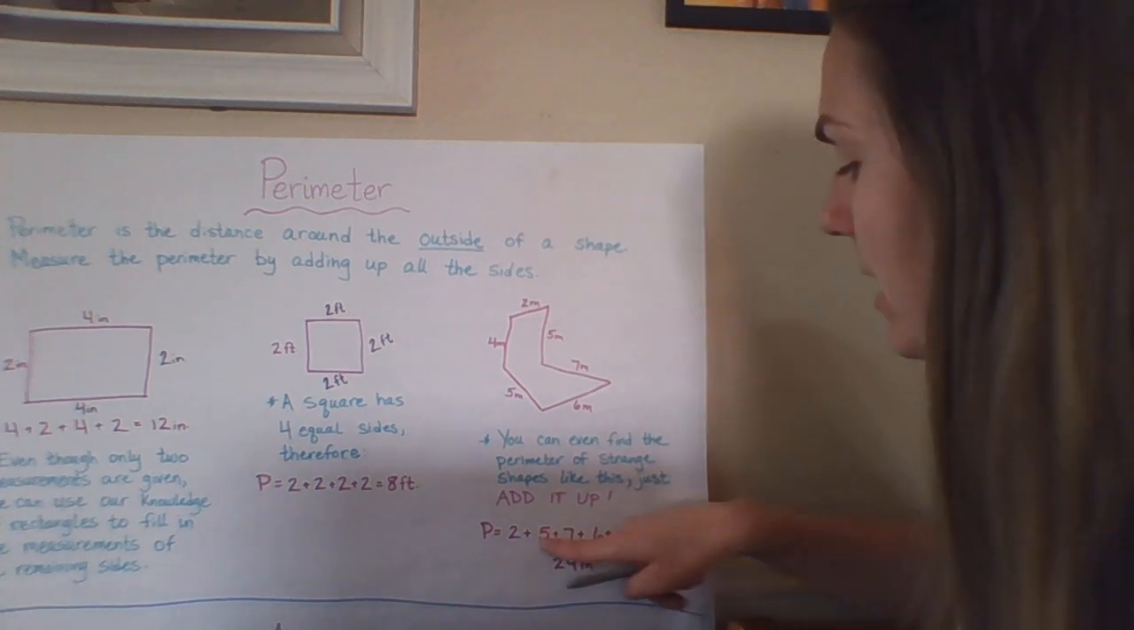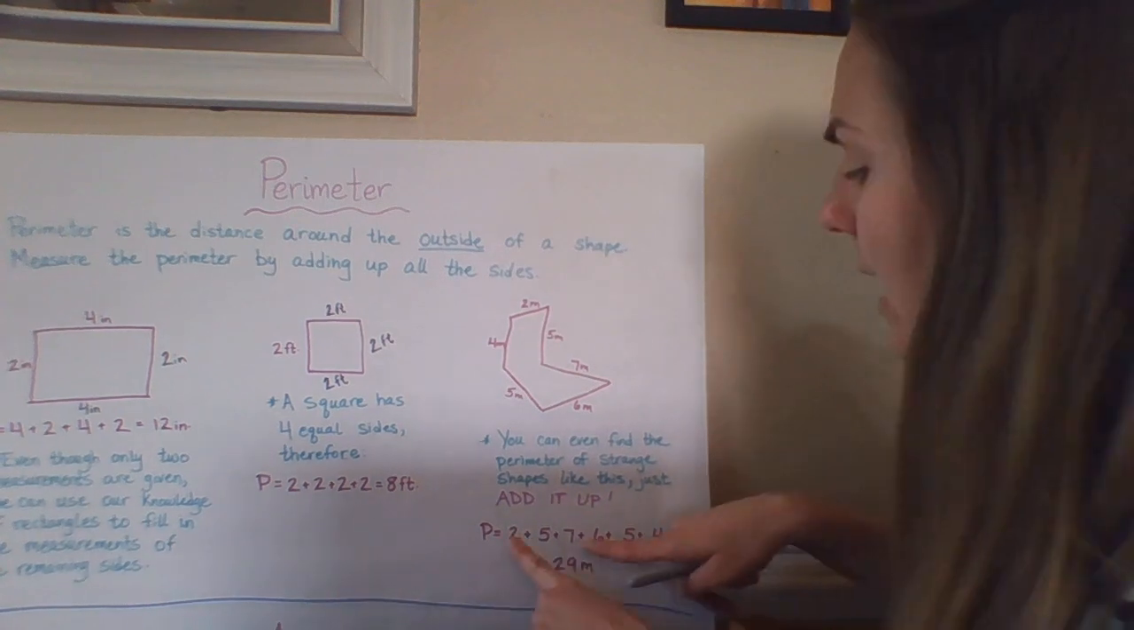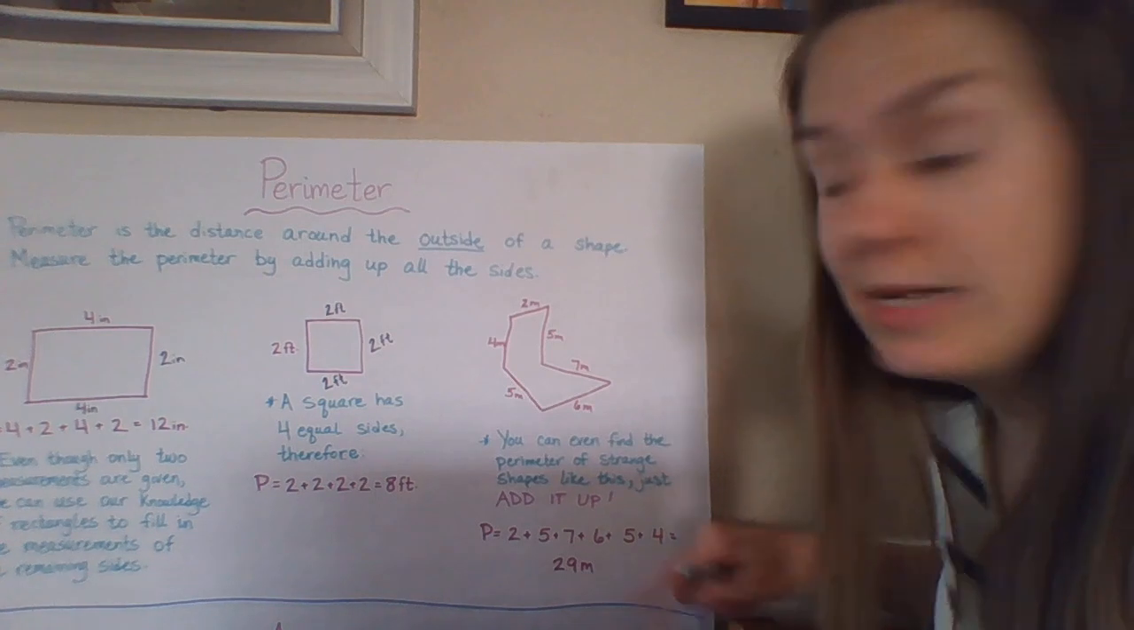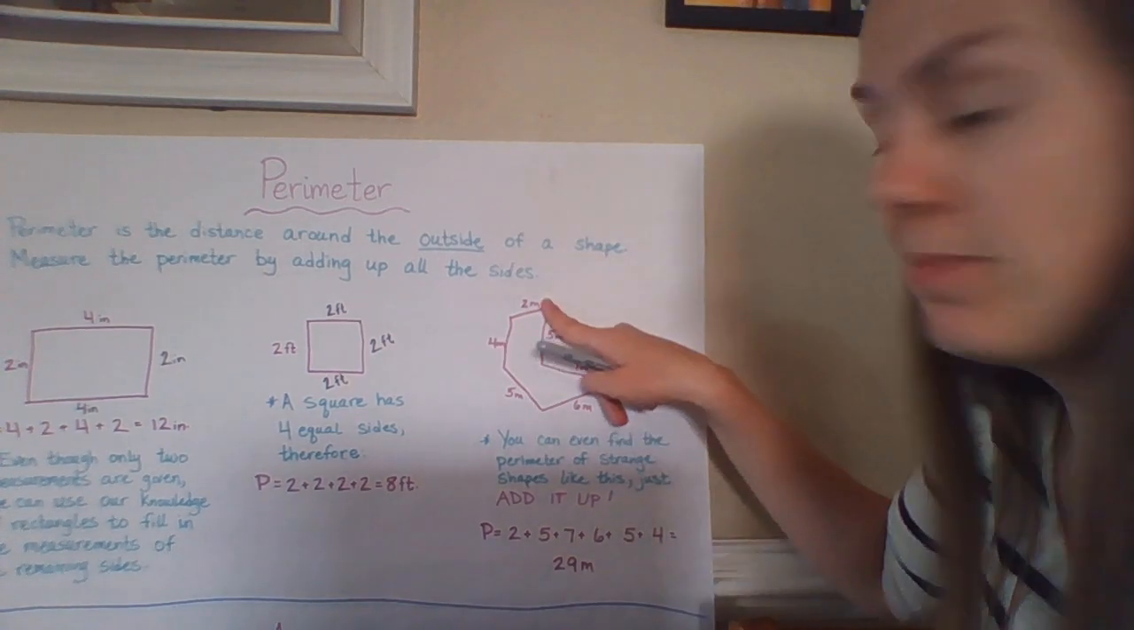So I have 10 with the 2 5s, 10 with 6 and 4, and 9 with 7 and 2. 10, 10, and 9 make 29. So I would have 29 meters as the perimeter of this shape.